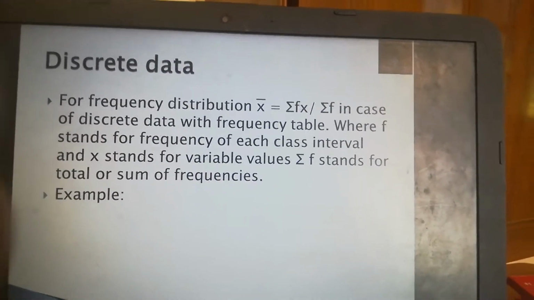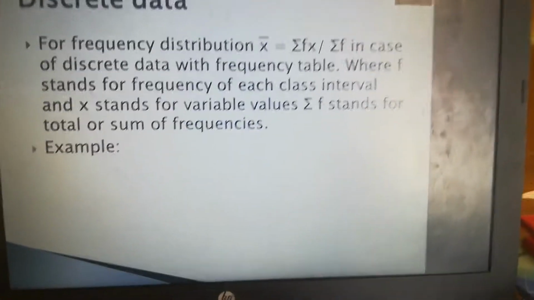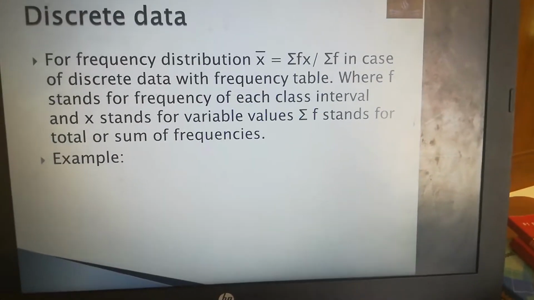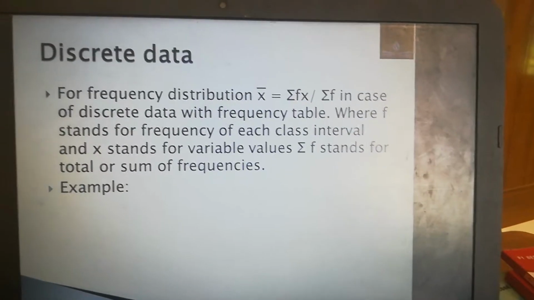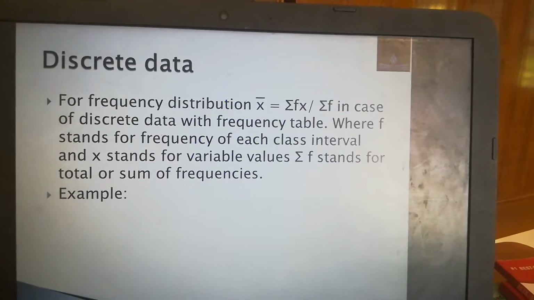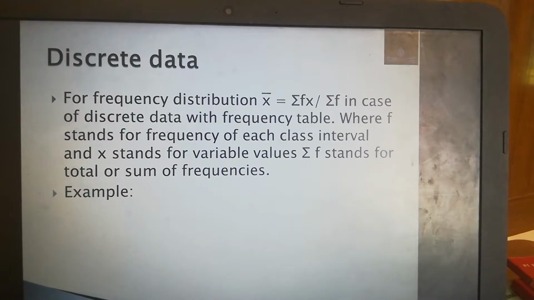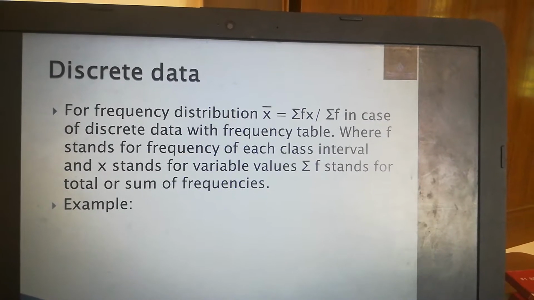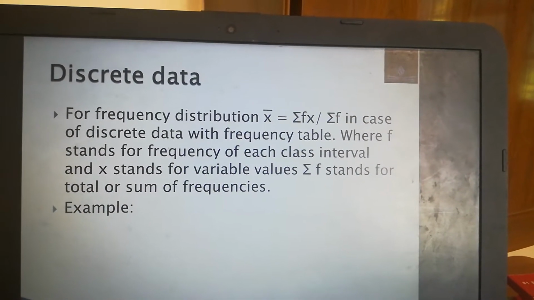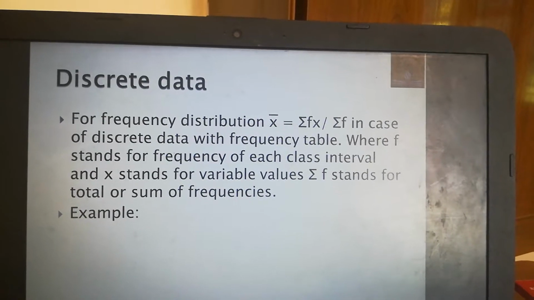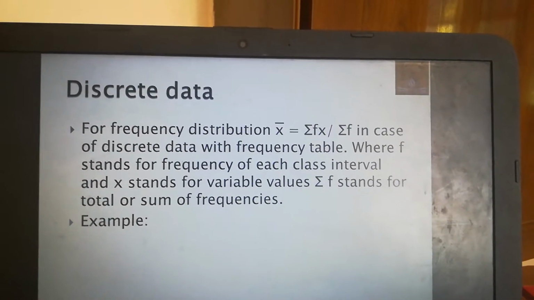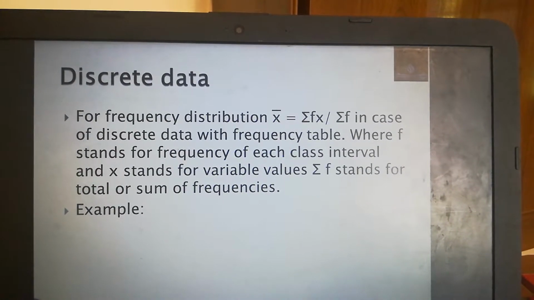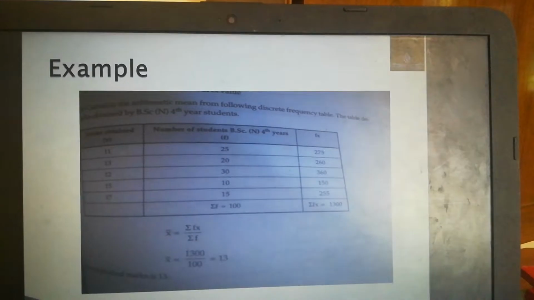But sometimes we may use a frequency distribution in case of discrete data with more values. So here what we have to use, the same value may be there for many. So here we take the frequency of the respective discrete values, and total f is the n. Summation x is represented by summation f, that means sum of frequencies. So the formula is summation fx by summation f. Okay, so here we can see with one example.